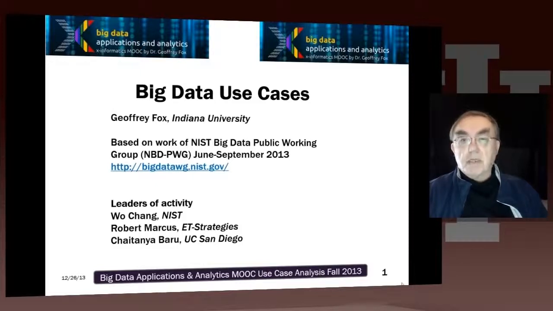This is going to be quite important in understanding why one does certain things and what technologies are applicable in what way. But here we'll first go through and introduce this NIST process, which was a pretty important activity, which is now being written up and will be published later in 2014.